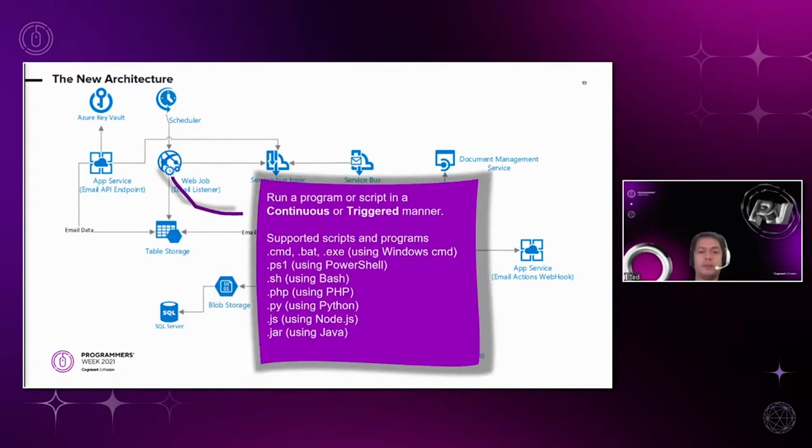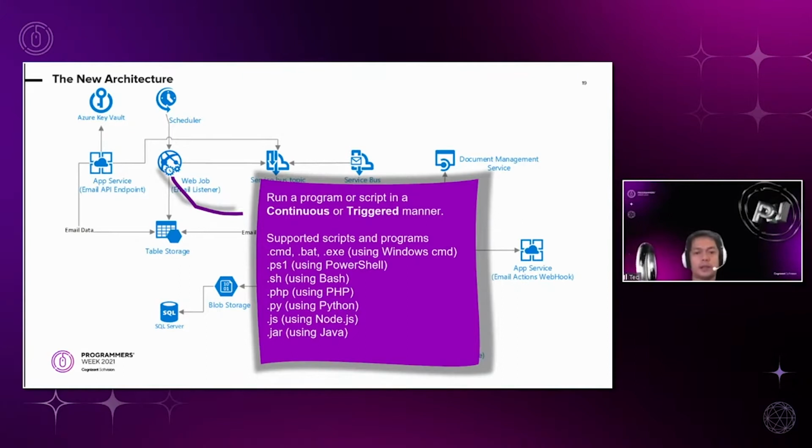Next is the web jobs. Web job is a feature of Azure App Service that enables you to run a program or a script in the same instance as the web app. There's no additional cost to use web job. There are two types of web jobs. One is continuous and one is triggered.